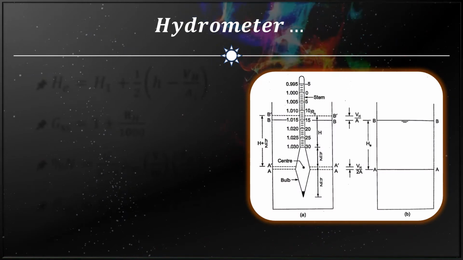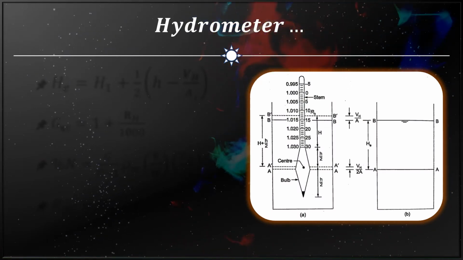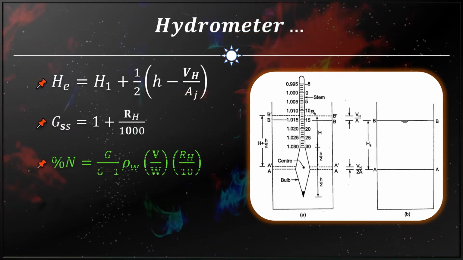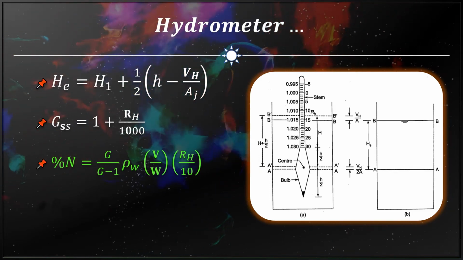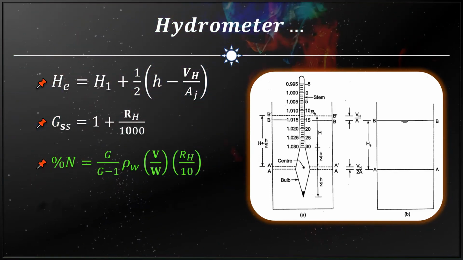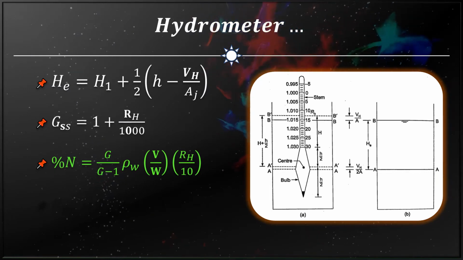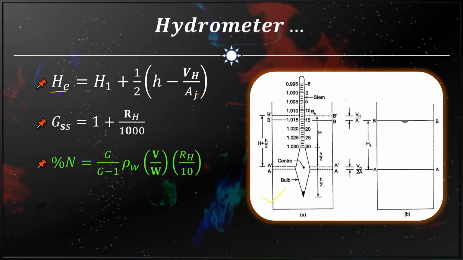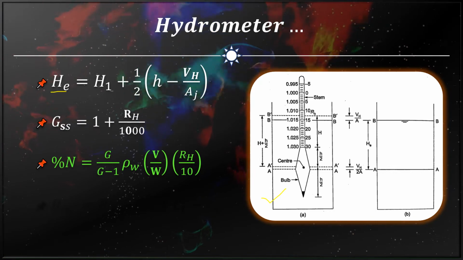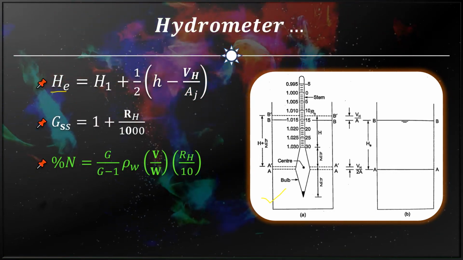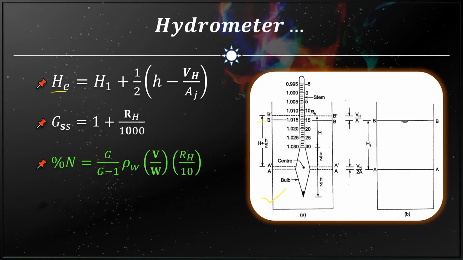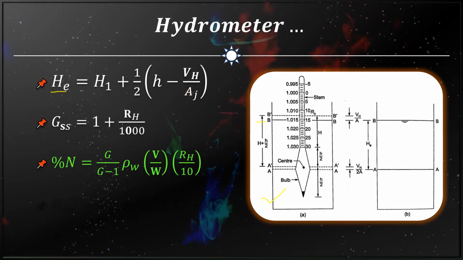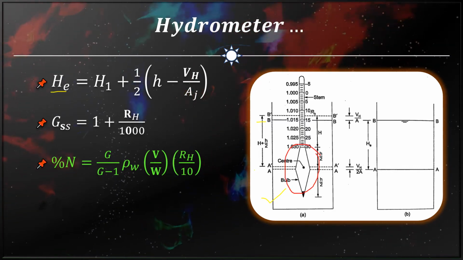Now we shall see the most important thing regarding particle size analysis by using the hydrometer. There are some important formulas. First is He is equal to H1 plus half into h minus Vh by Aj. Aj is the area of the jar. And H suffix e is the effective depth. And what is H1? H1 is the distance between the hydrometer reading and the neck. That will be called H1. And small h is the length of the hydrometer bulb. So the length of the hydrometer bulb is the small h value.